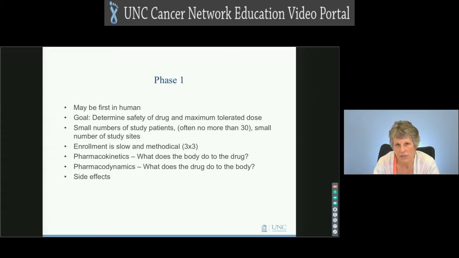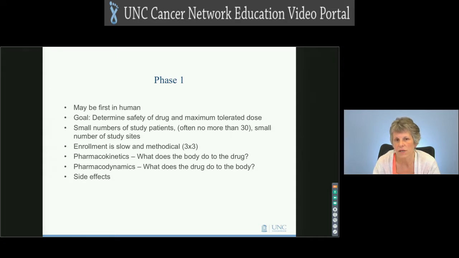We enroll the patients slowly. Usually we do no more than 3 at a time, and we make sure that they're doing well and tolerating their drug, and they usually have to have completed the first cycle before we go up and add more patients and we up the dose. So we're really looking at determining the dose of a drug, side effects, and safety profiles.